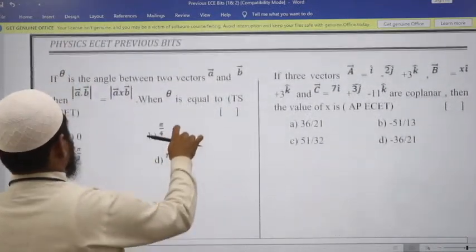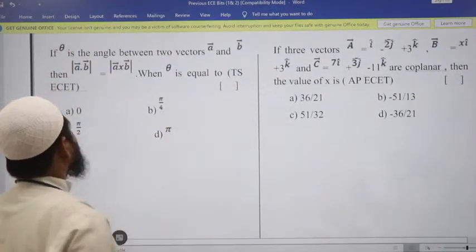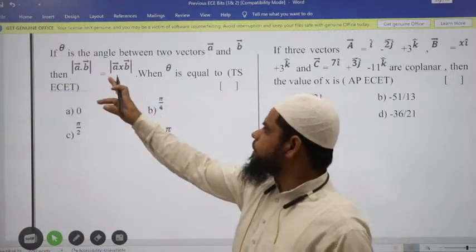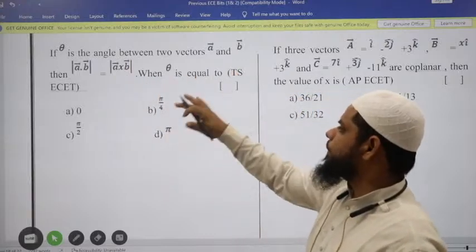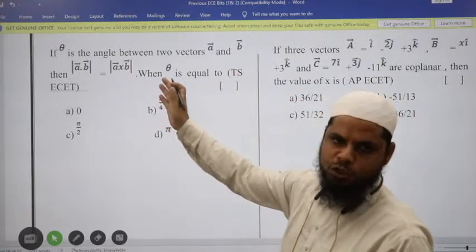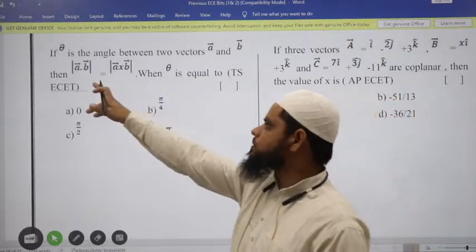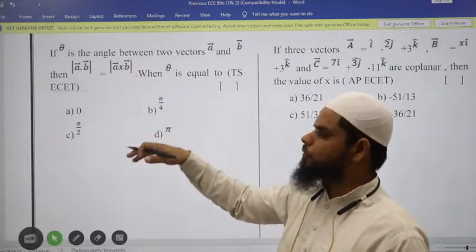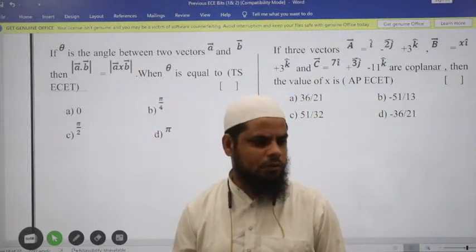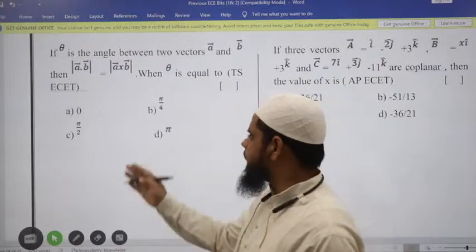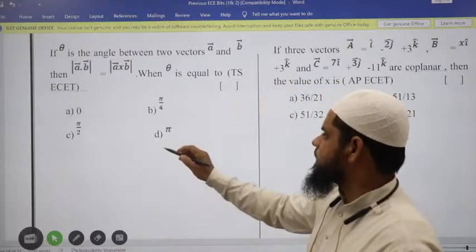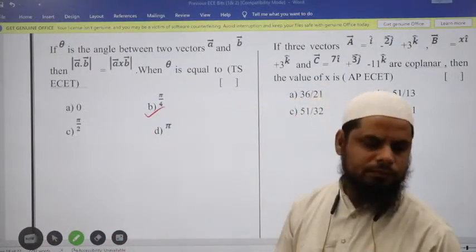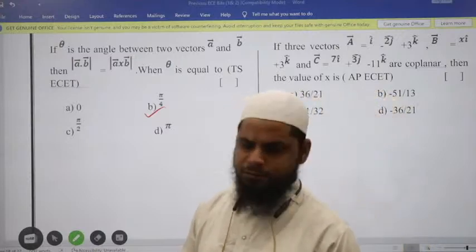50. Yeah. So yesterday we have seen this problem. If theta is the angle between two vectors A and B, then A dot B is equal to A cross B. We have seen yesterday. So sin theta, cos theta is equal to sin theta. Then theta is equal to, can anyone guess? Yesterday we did it. Any guesses according to that? Direct answer. We'll go with 45 degrees. Yeah, very good, fine.